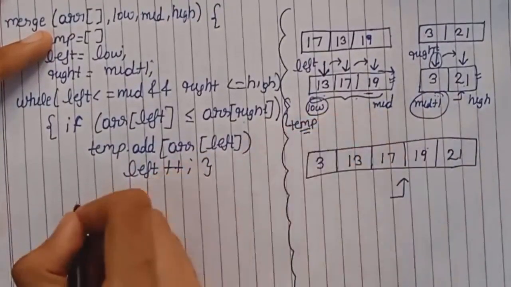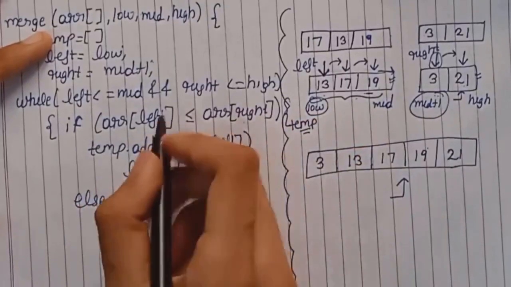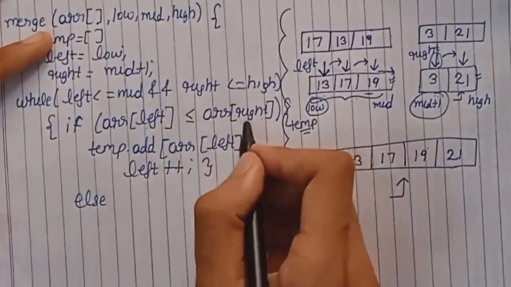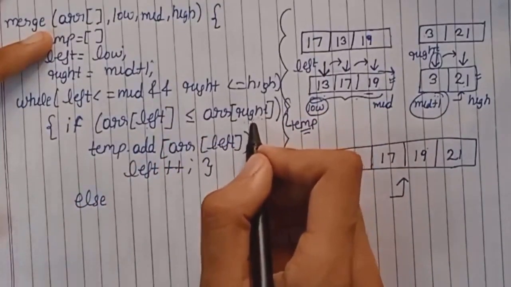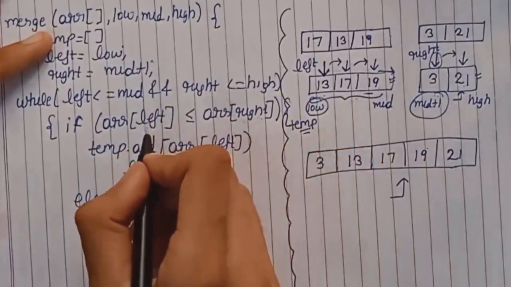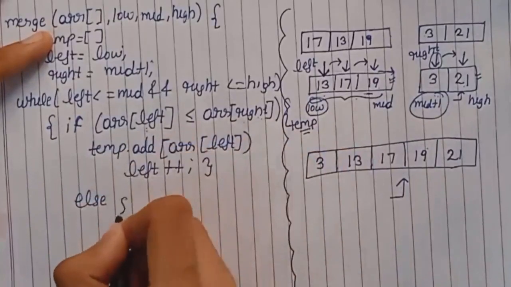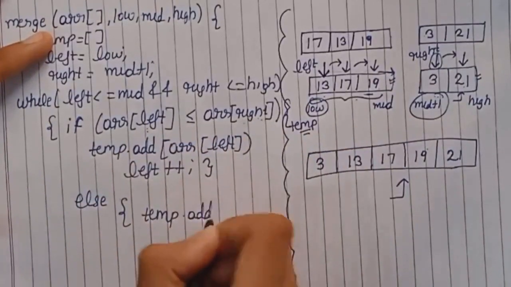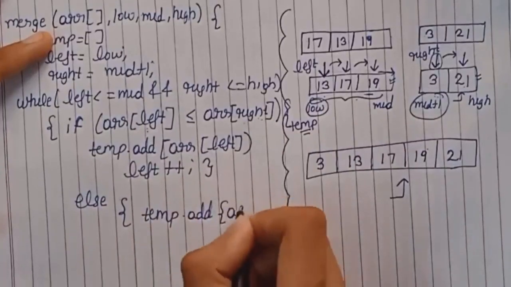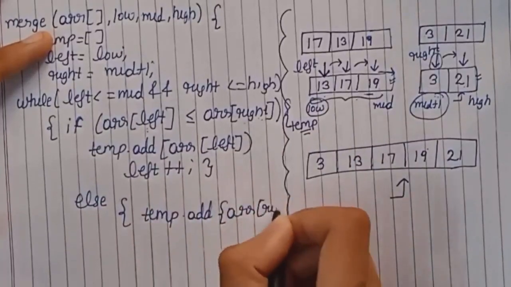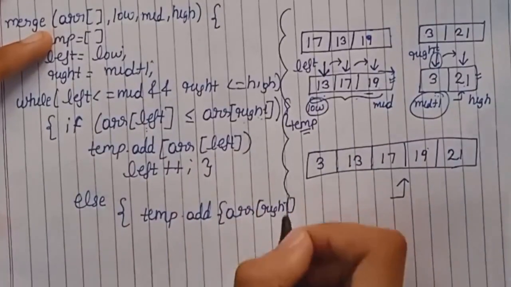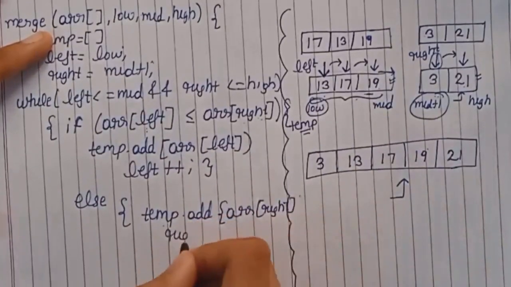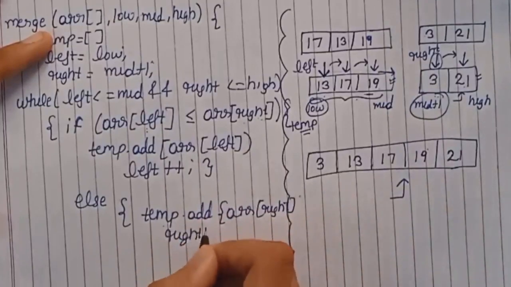Now again, else, that is if the element at the left pointer is greater than the element at the right pointer, it means the element at the right pointer is smaller, then we will add that element at the right pointer to our temporary array and we will increase the right pointer by 1.